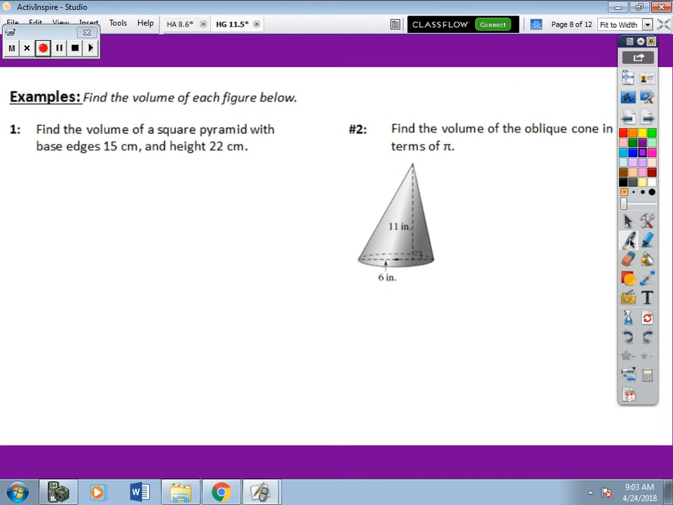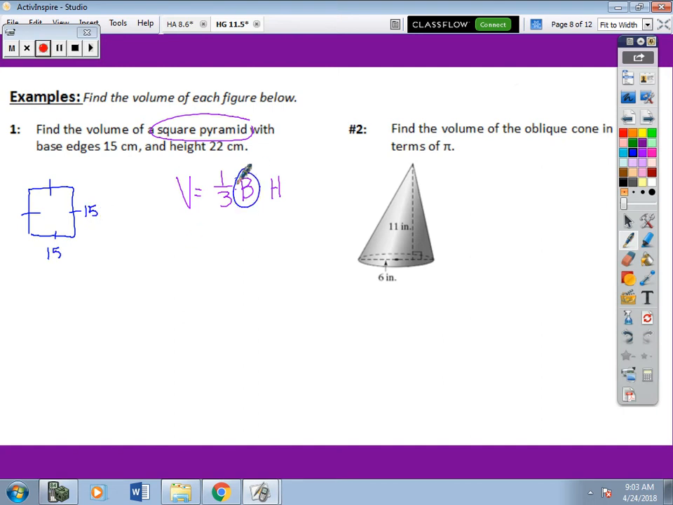Find the volume of a square pyramid with base edges 15 centimeters and a height of 22. So the formula for a square pyramid will be 1/3 big B times big H. So I'm not going to attempt to draw this because you know how bad my drawings are, but the base I will draw, which is a square. And it has side lengths of 15.